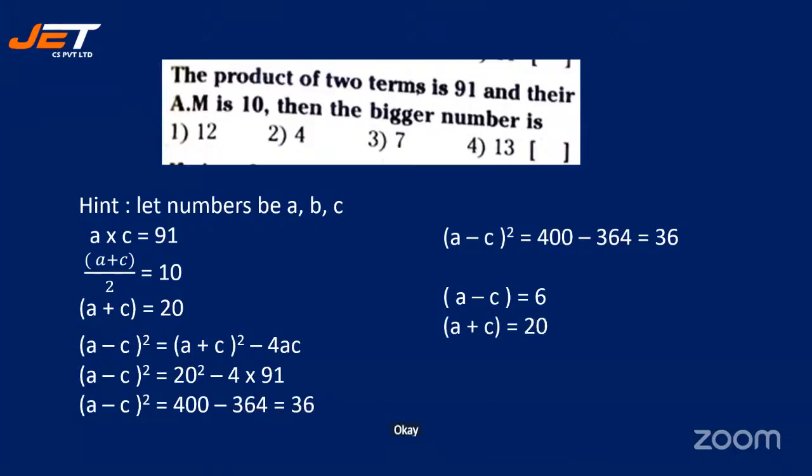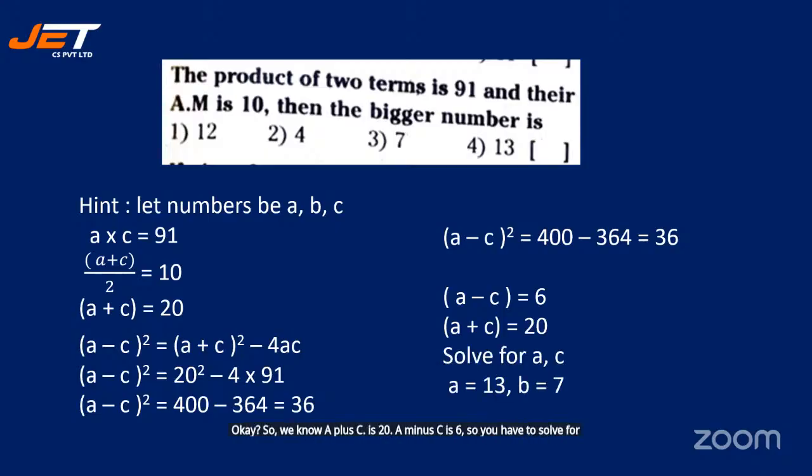So we know A plus C is 20 and A minus C is 6. You have to solve for A and C. Solving, A is equal to 13, C is equal to 7. Now which is the bigger number? 13. Therefore, your option 4 is correct. So very beautiful sum, isn't it? A small sum which contains the concept. Hope you all would have understood, and those who had doubt would have noted them.